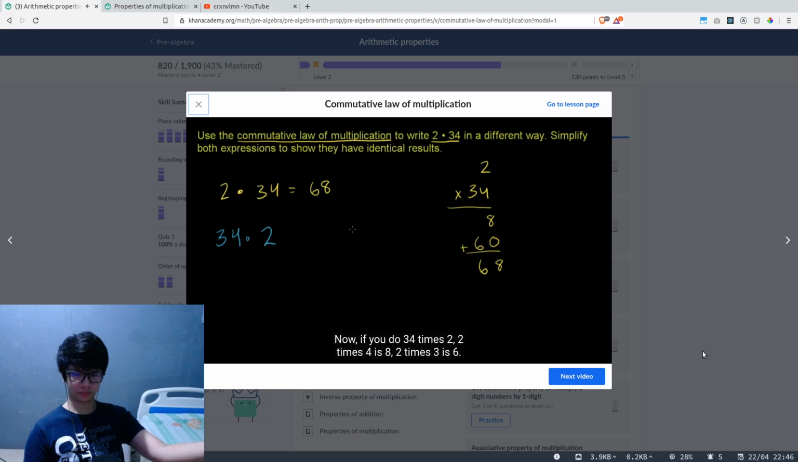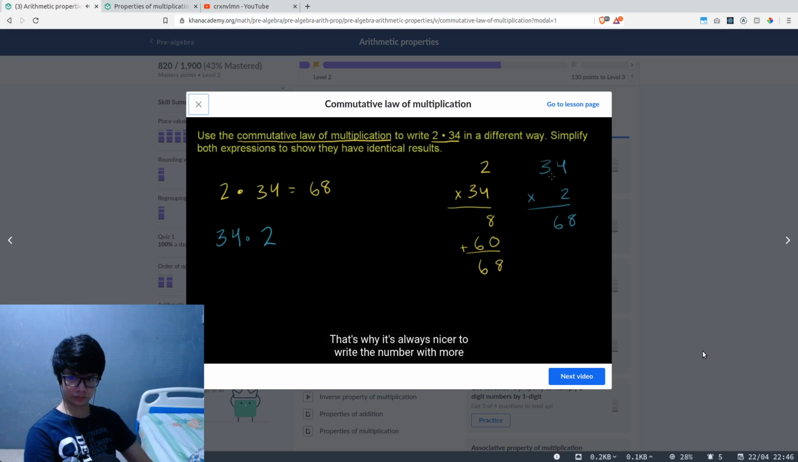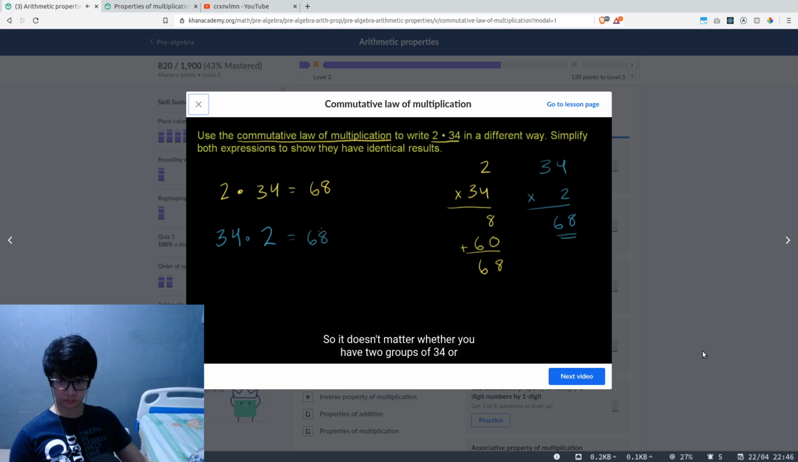Now if you do 34 times 2, 2 times 4 is 8. 2 times 3 is 6. That's why it's always nicer to write the number with more digits on top. It also is equal to 68. So it doesn't matter whether you have 2 groups of 34 or 34 groups of 2. In either case, you're going to have 68.